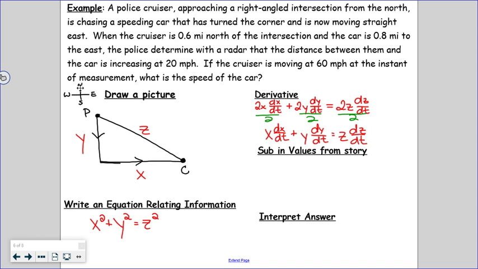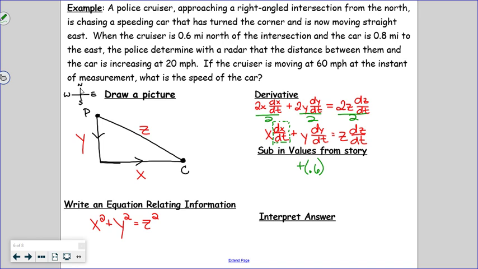Dx dt, the rate of change of distance x, right? What is the speed here? So this guy right here is what's going to stay. The other 5, I should be able to fill in with numbers. So I'm going to sub in values from the story above. Let's start reading our story. When the cruiser is 0.6 miles north, okay, 0.6, I should be able to fill that in somewhere. Where does that go? Y, isn't that our cruiser's distance? So I can put 0.6 in here for Y.